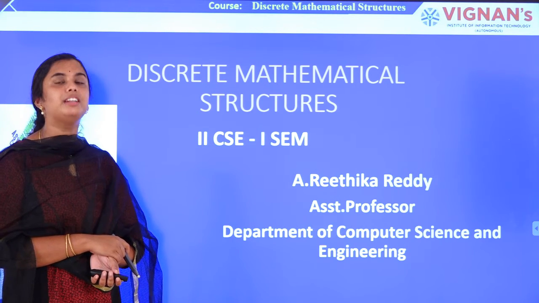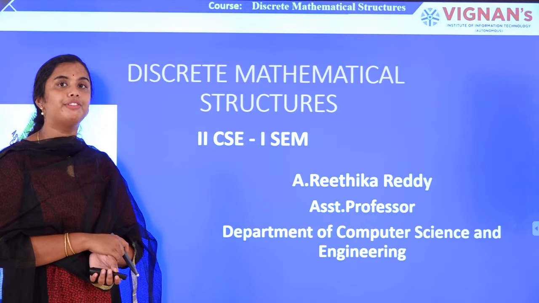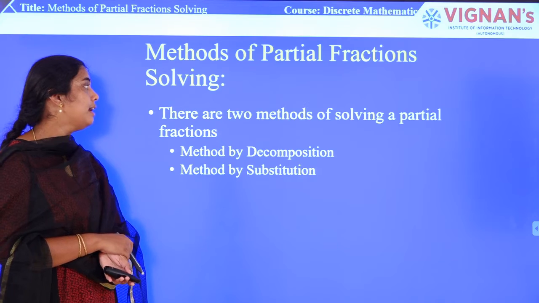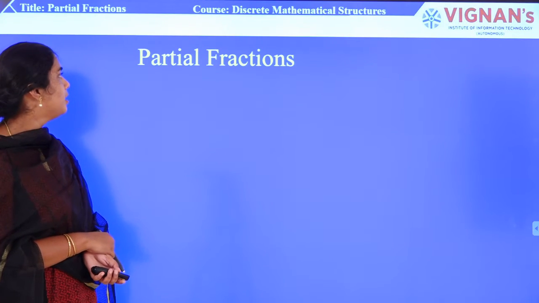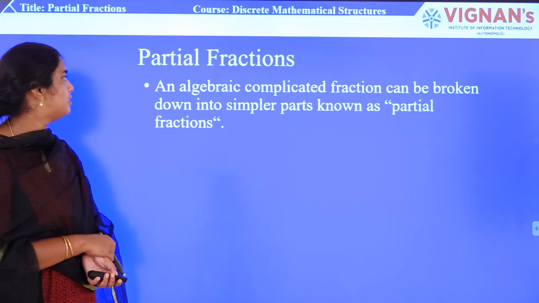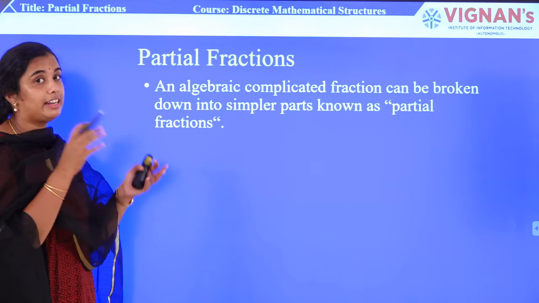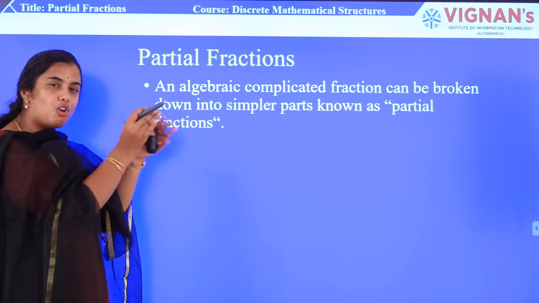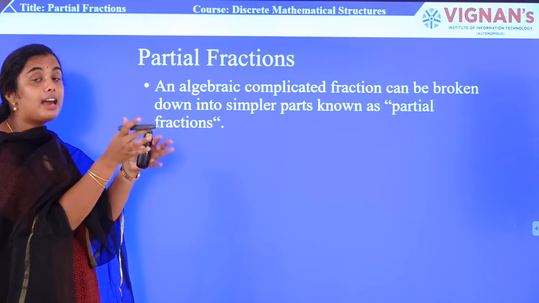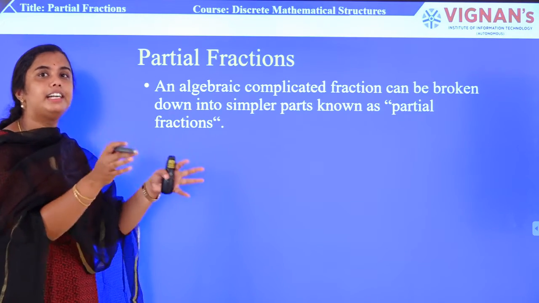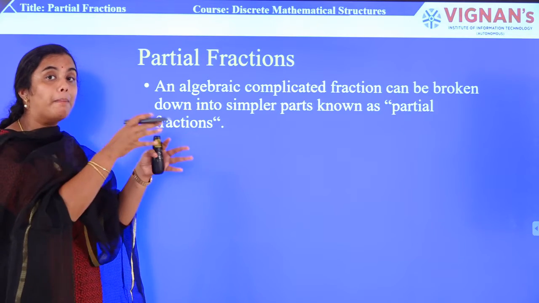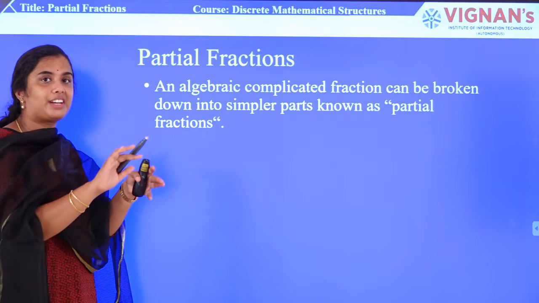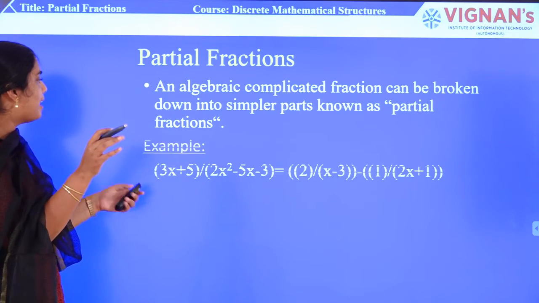And in this session, you will be learning some more topics of Unit 4 of Discrete Mathematical Structures, which are nothing but the partial fractions. So, what are these partial fractions? Partial fractions, the name itself is saying we are partial. What is that? Partial means a small amount. So, we are taking a big complicated fraction, and from that complicated fraction we are deriving certain small fractions, which are nothing but the partial fractions.